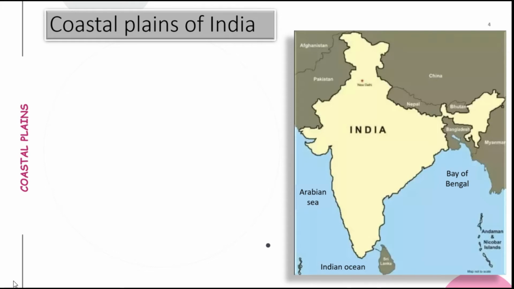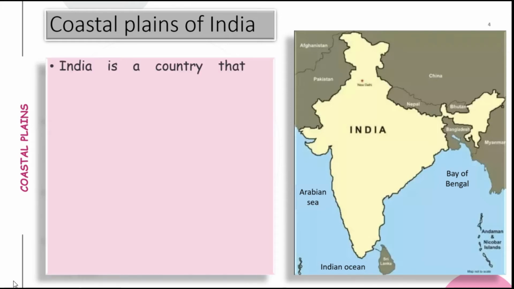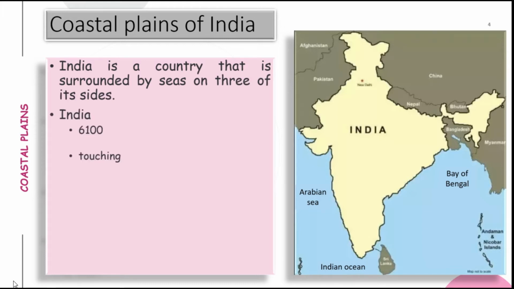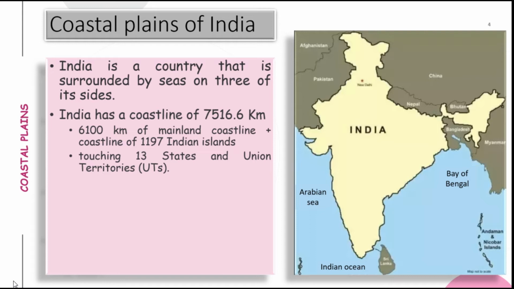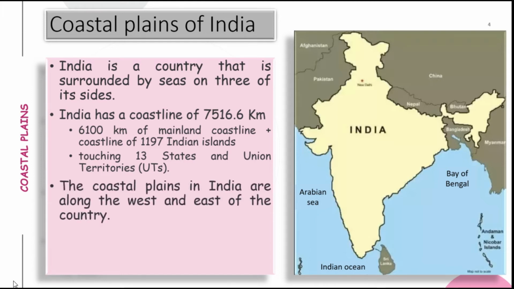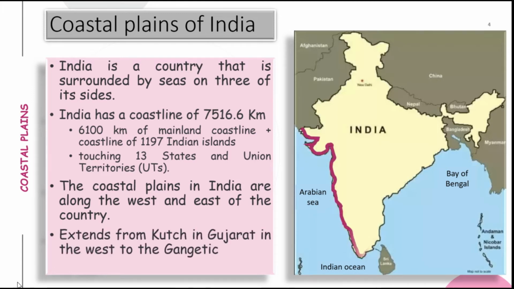Coastal plains of India. As we all know, India is a country that is surrounded by seas on three of its sides. India has a coastline of 7,516.6 km, touching 13 states and union territories. The coastal plains in India are along the west and east of the country. It extends from Kach in Gujarat in the west to the Gangetic Delta in the east.